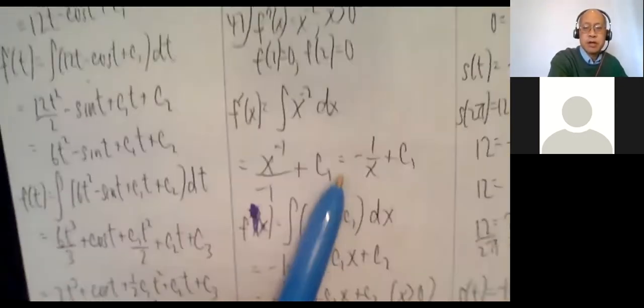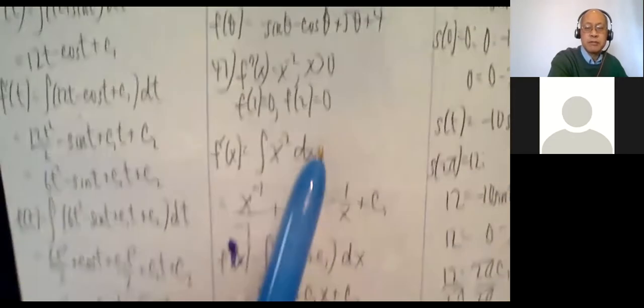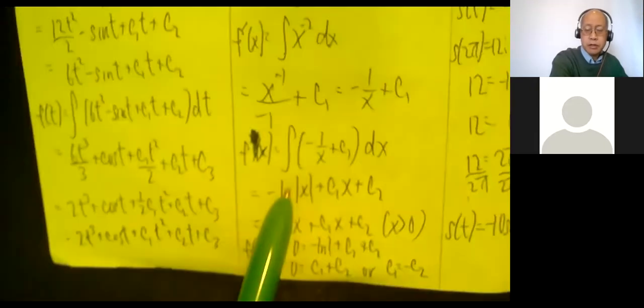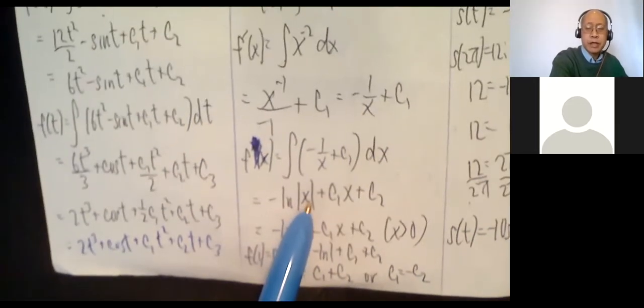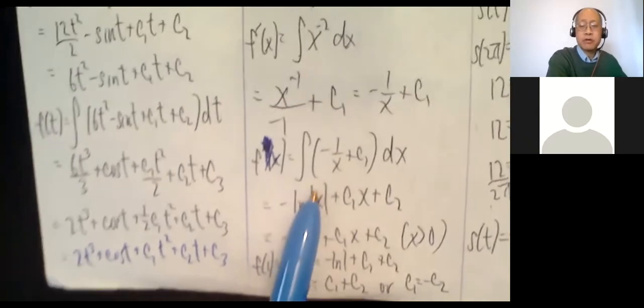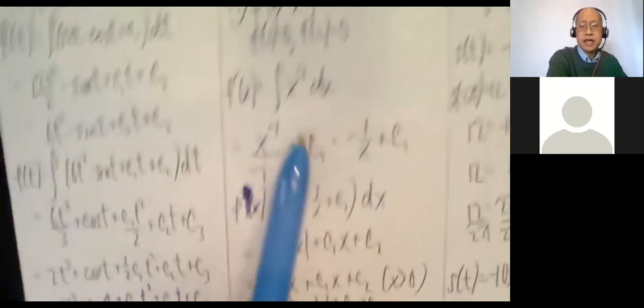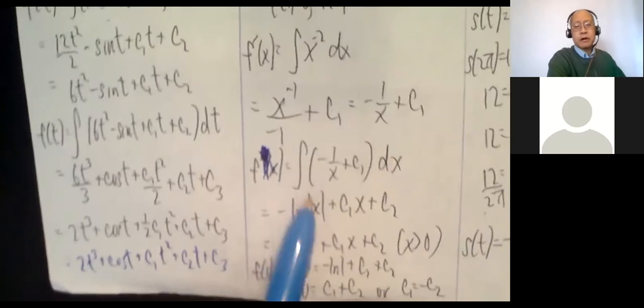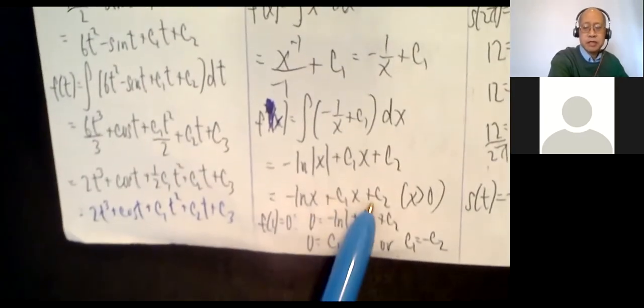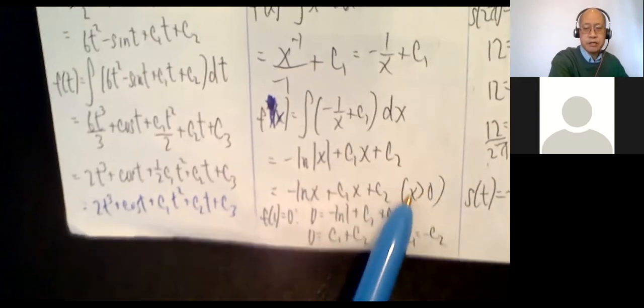However, they told us that x is greater than 0 in the original part of the problem. If x is greater than 0, I can drop the bars. So that's the reason why they put that. Okay, so again, in general, the integral of 1 over x is ln absolute value of x. But since they said x is greater than 0, then it doesn't matter if you have the bars, just drop it. So negative ln x plus c1x plus c2. Okay, and that's because x is greater than 0.